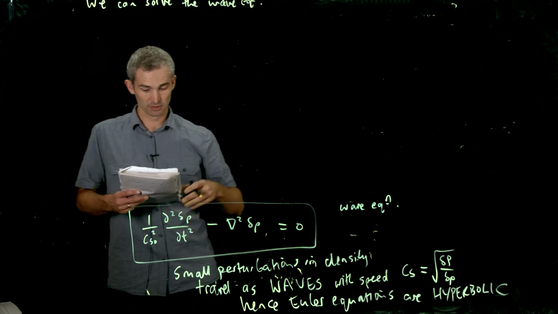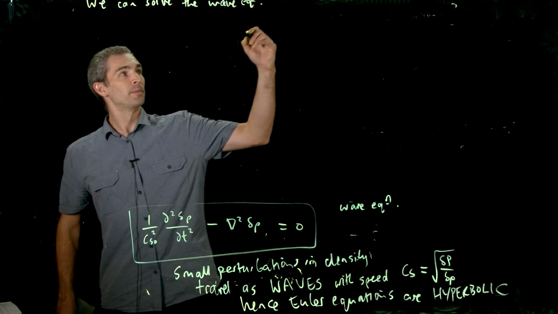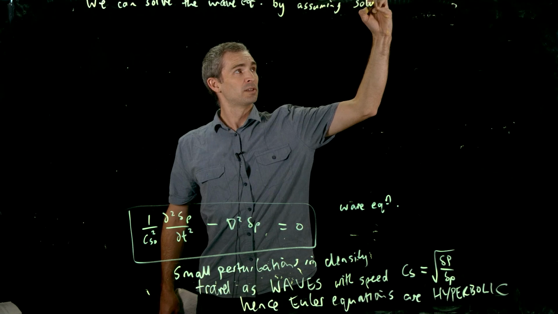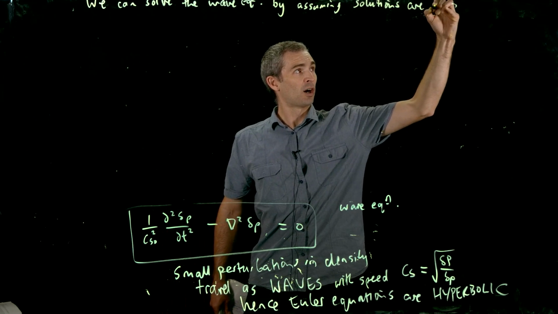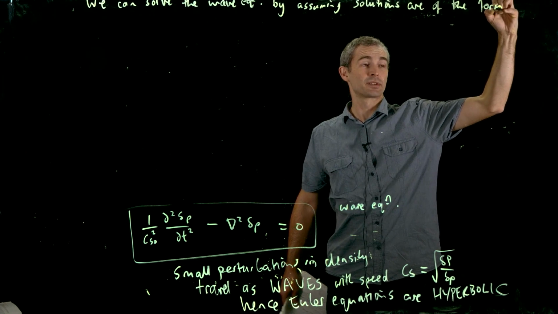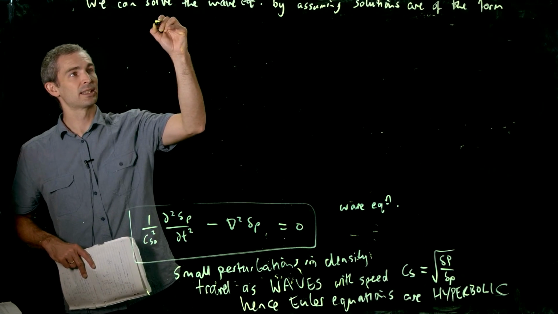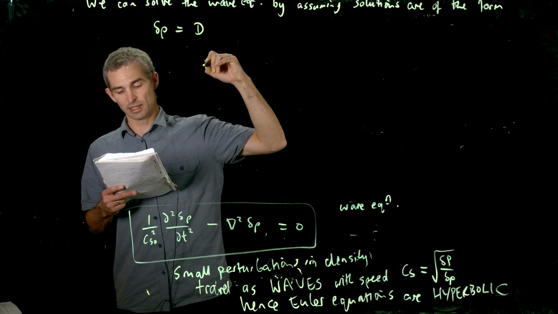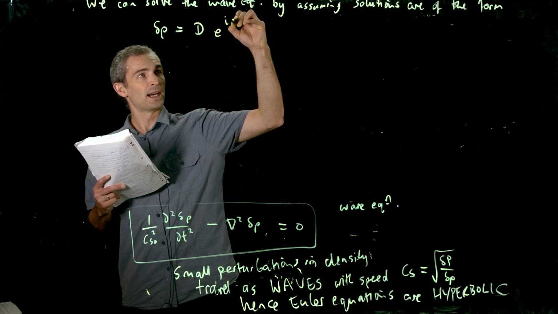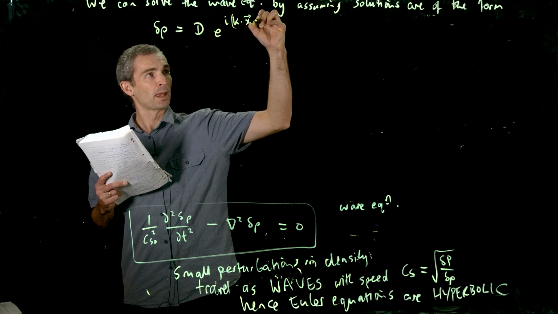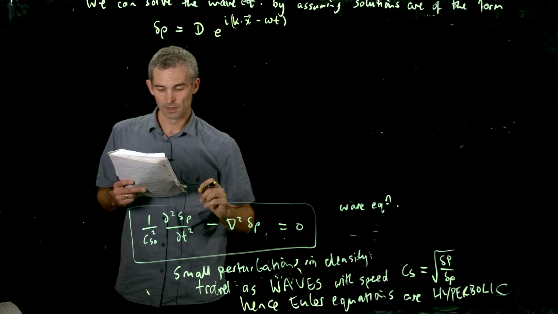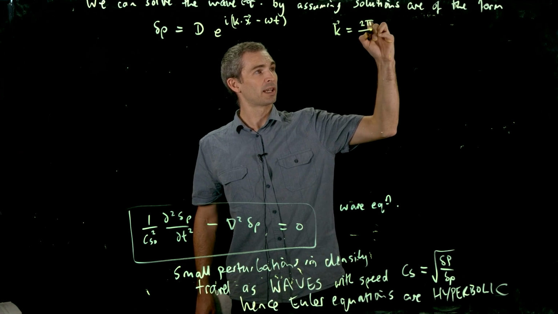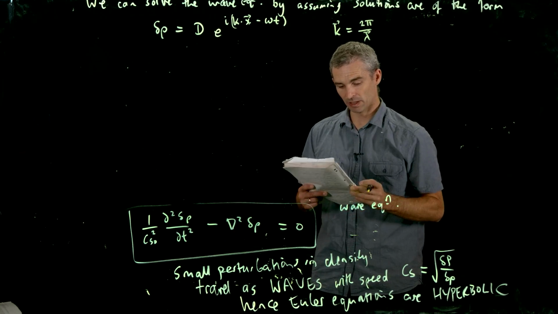Actually, we can do the same thing whether it was wave equations or not. But let's assume that the solutions are of the form of waves. So what do waves look like? Well, let's say that delta rho is just some Fourier series or some combination of sines and cosines. So delta rho equals d, a constant, times e to the i k dot x minus omega t, where k is our wave vector, so the wave number, which would be 2 pi over the wavelength, and which has a direction, so it's a vector quantity.